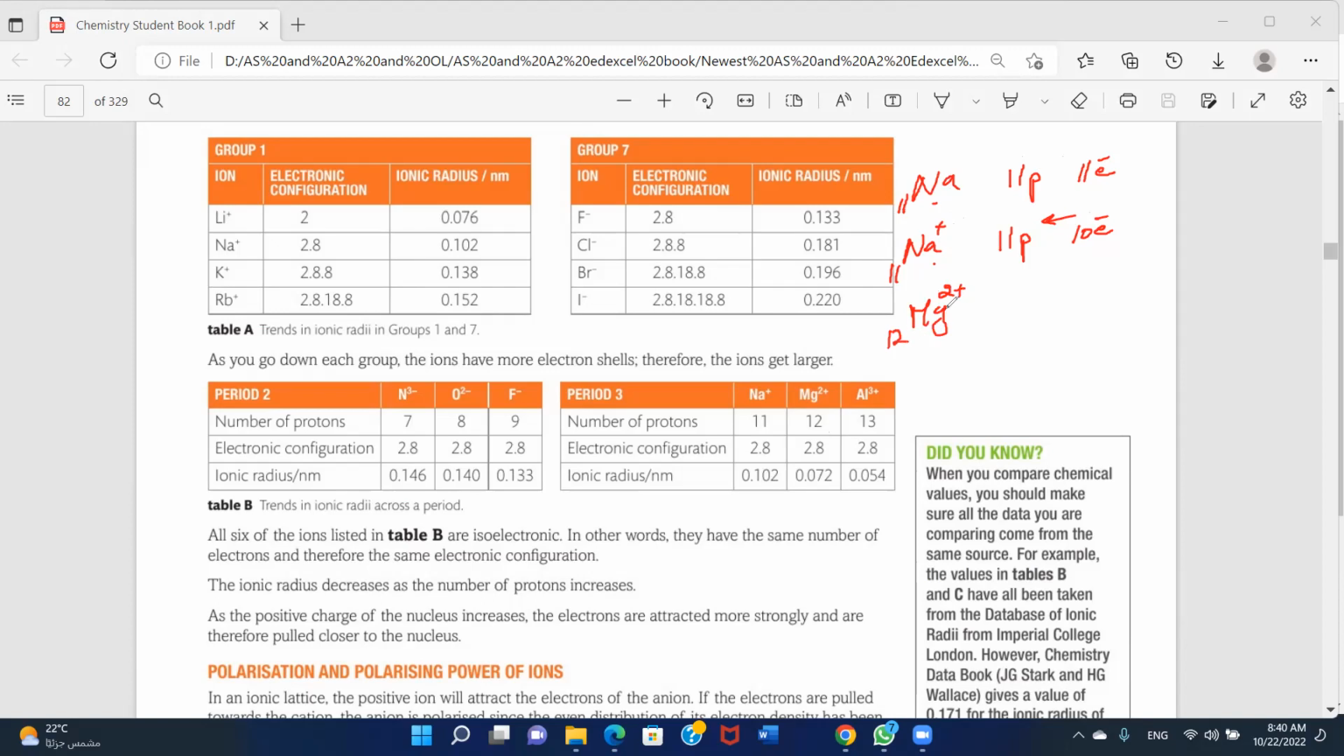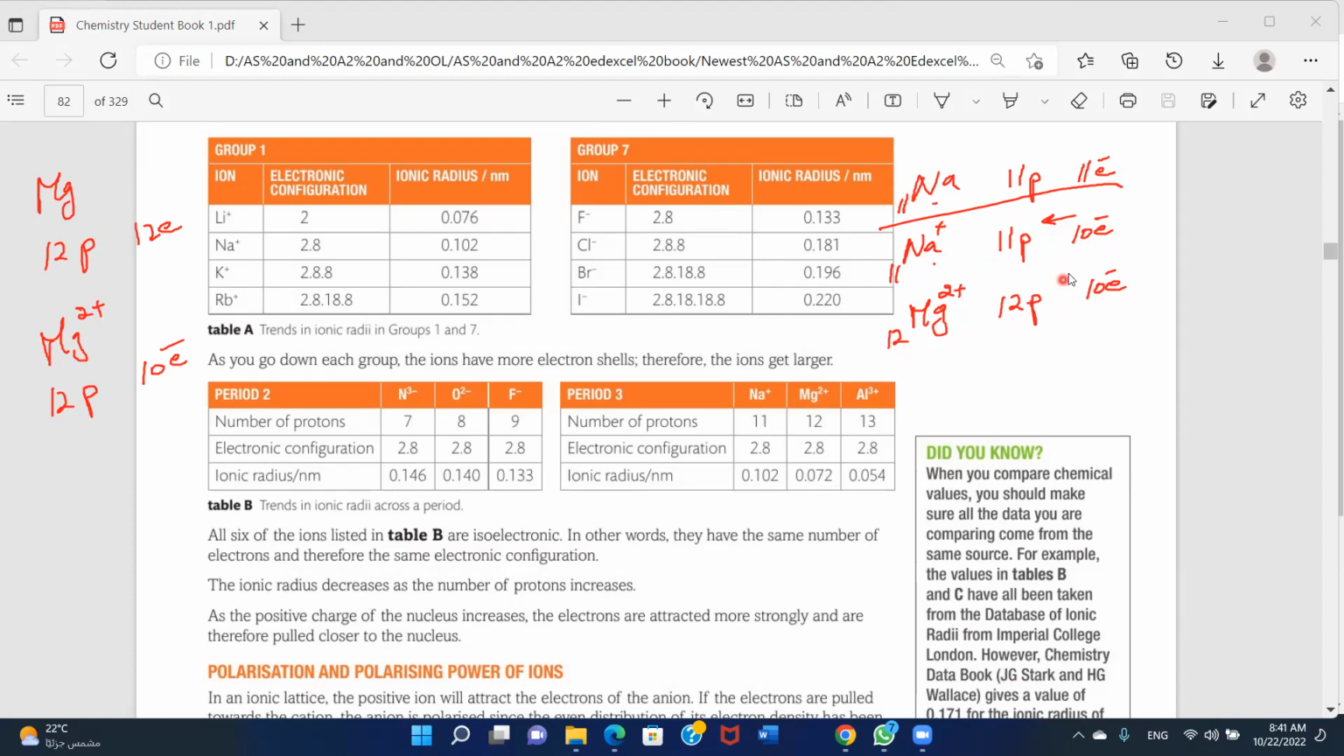Now, what if I compare sodium ion with magnesium ion? Magnesium has 12 protons, but it has 10 electrons because it lost its outer 2 electrons. At the beginning, it had 12 protons and 12 electrons. But when it loses these outer 2 electrons, it will have 12 protons and 10 electrons. Now, I'm comparing sodium ion with magnesium ion. Here, in case of sodium ion, there are 11 protons pulling 10 electrons. In case of magnesium, it increased the number of protons. It's 12, but the number of electrons is the same, 10.